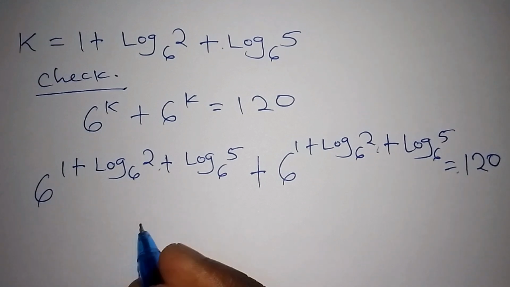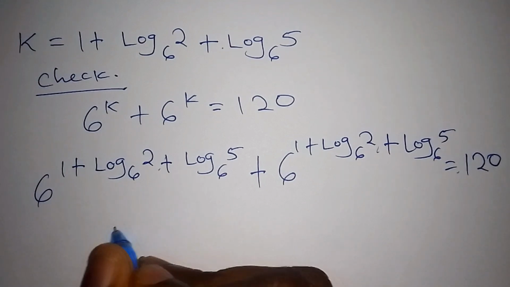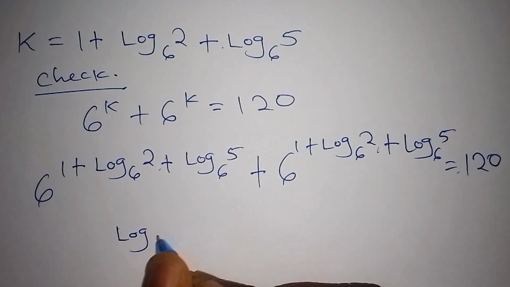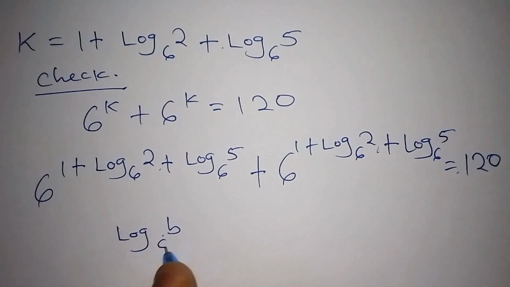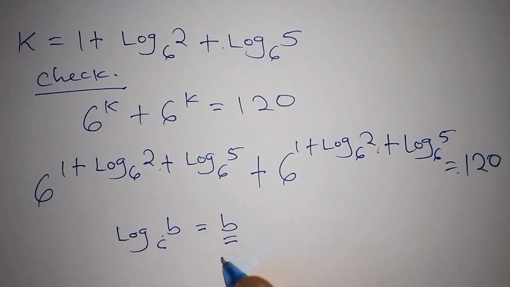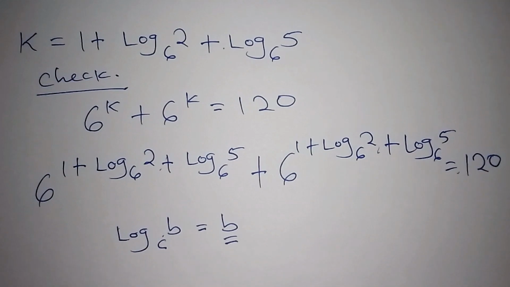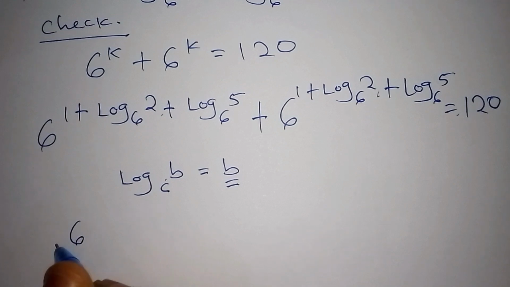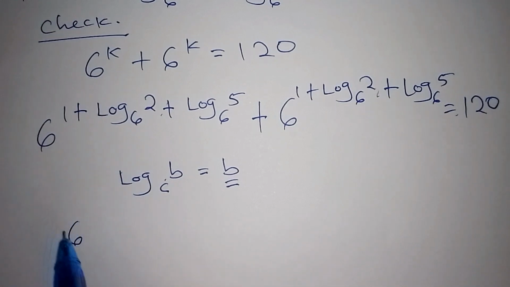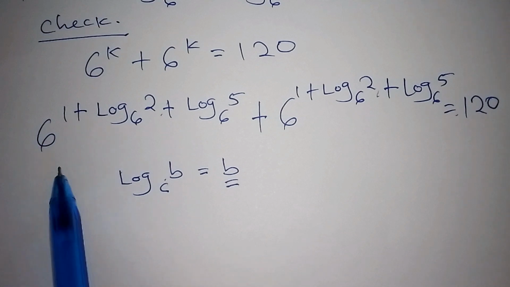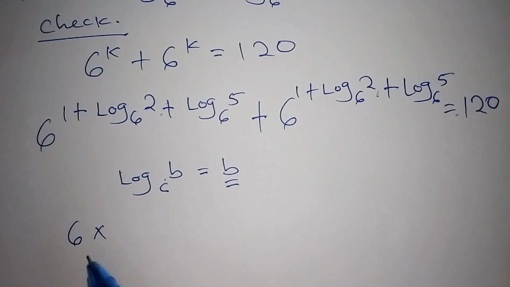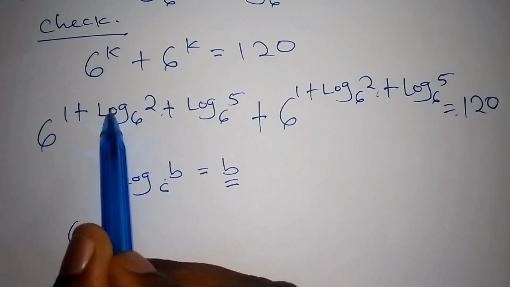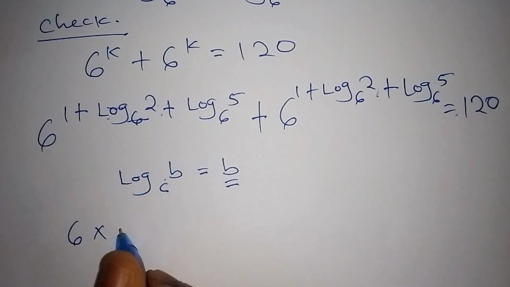Now, let's work out this. So we all know that if we are given something like this, the log of b to base c, the answer for this shall be b. So when we have 6 to the power of 1, 6 to the power of 1 is 6, which means you multiply 6 times 1. Then according to the law of indices, the addition sign shall change to the multiplication sign, so multiply by. So the log of 2 to base 6 is equivalent to what we have written here. So these ones shall cancel. Then now we shall have multiply by 2.